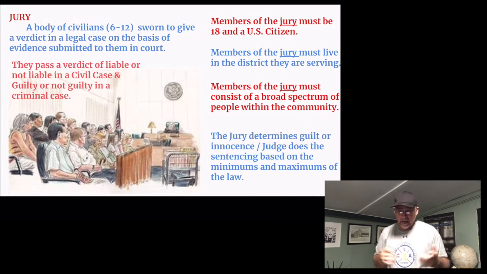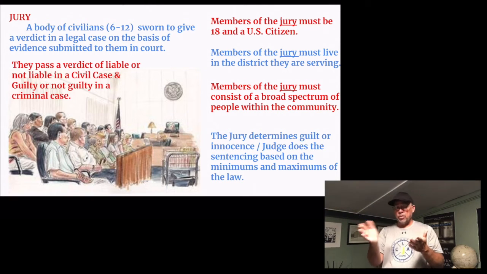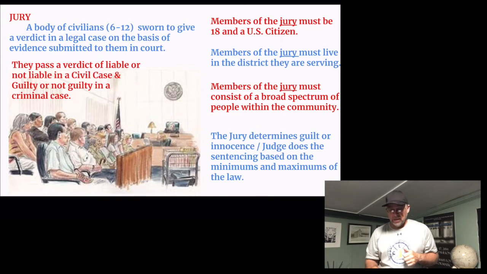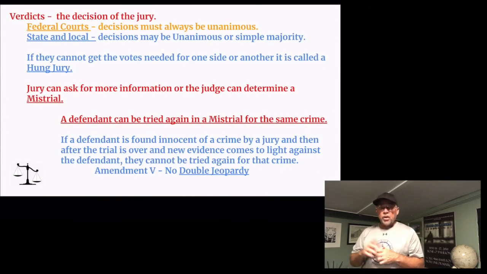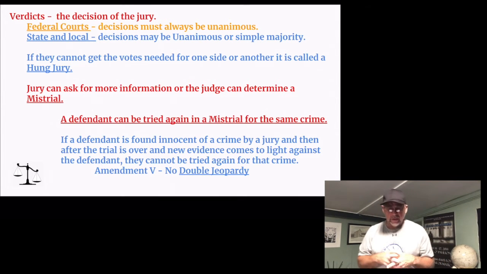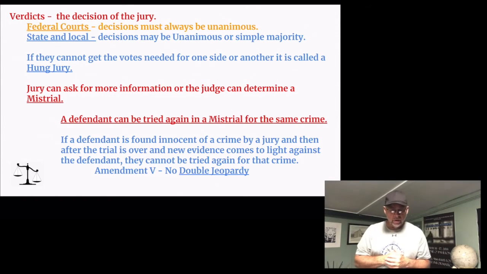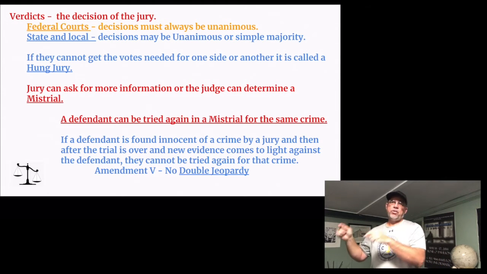Understand that in different cases, because we have civil cases and criminal cases, they pass a verdict of liable or not liable in a civil case, and guilty or not guilty in a criminal case. The verdict is the decision of the jury. So, do you have a verdict? You've seen those in the different courts. In federal courts, one of the things you have to understand is that when the jury comes out, there are 12 people in the jury, and the decision has to be unanimous.